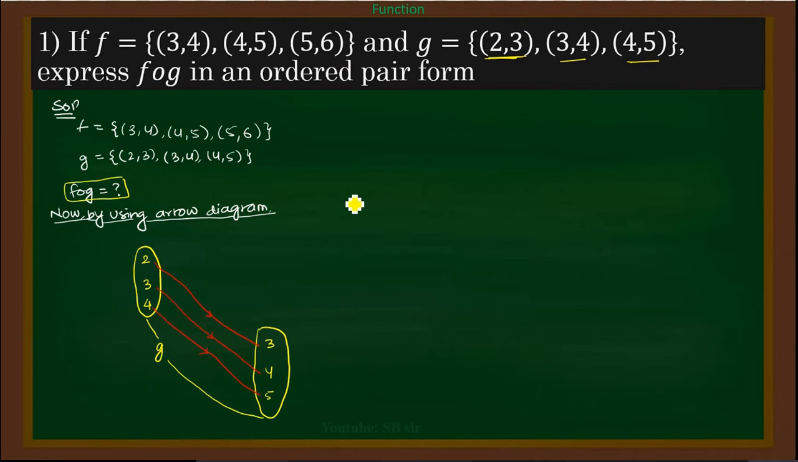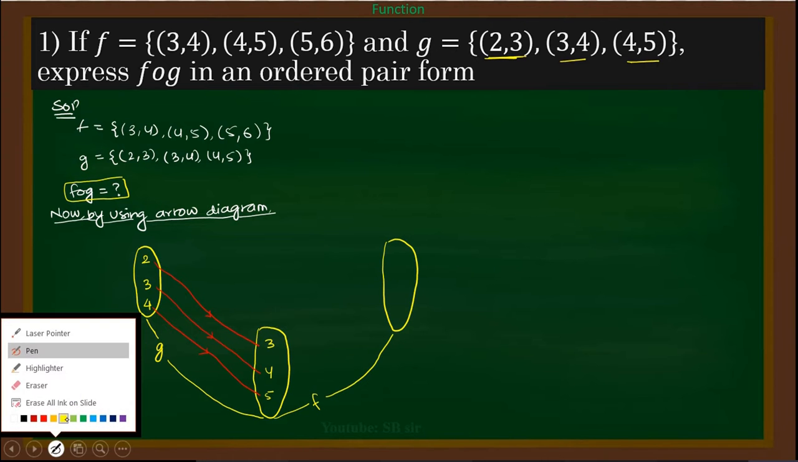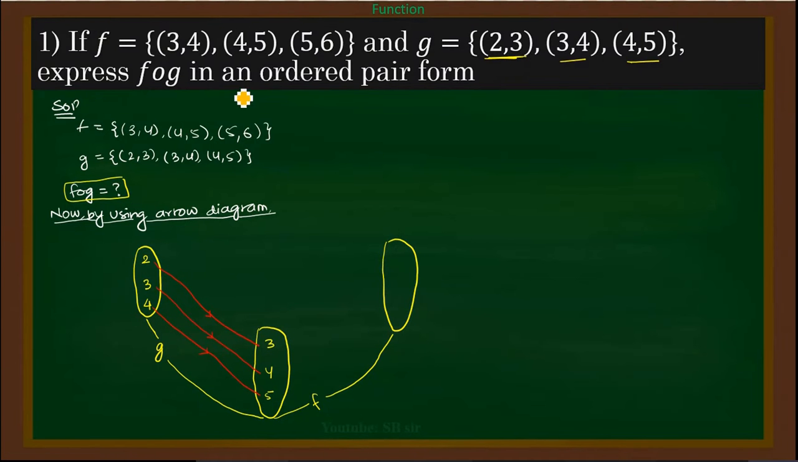Again, we have to map the second function also. So this will give you the function f. In the function f, let's see the second elements first. 4, 5, and 6. I think almost all the elements are covered here, 3, 4, and 5. If any element has not appeared, add the extra element here. So the elements are 4, 5, and 6.